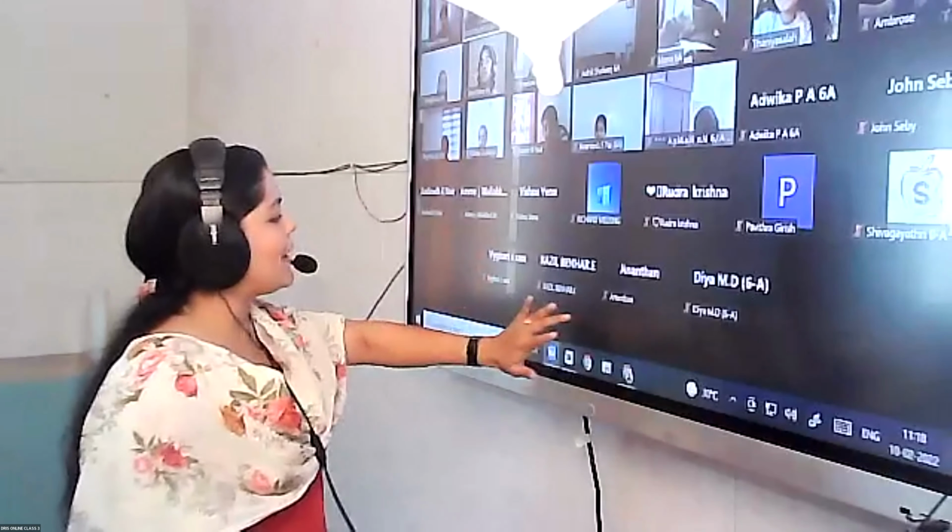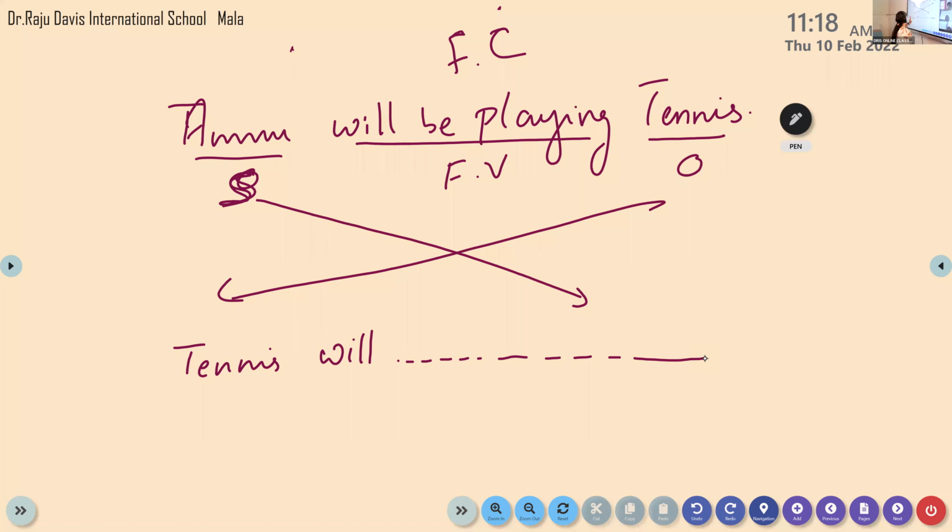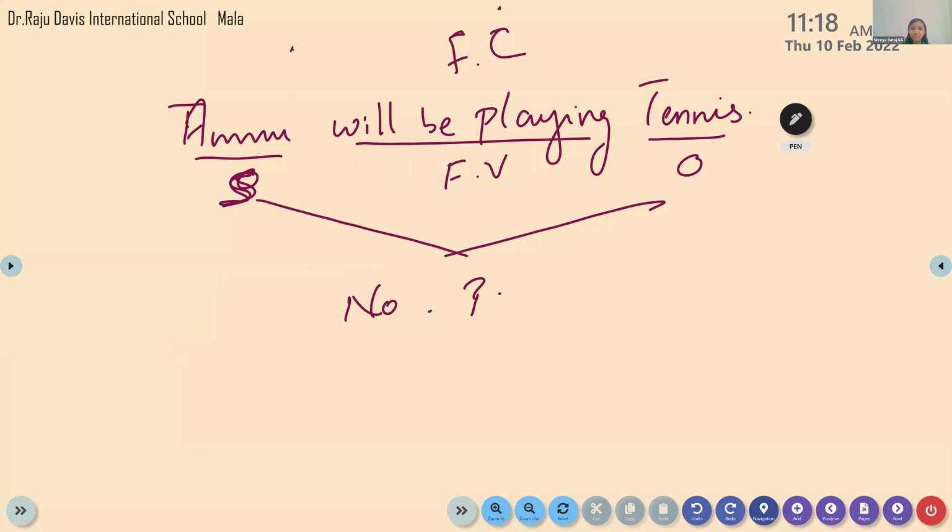Okay, there is no passive voice form for the sentence, children. So I cannot change, and you cannot also change the sentence from active voice to passive voice. So please write no passive voice. No passive form. Now we can write it. If you want, you note it down.